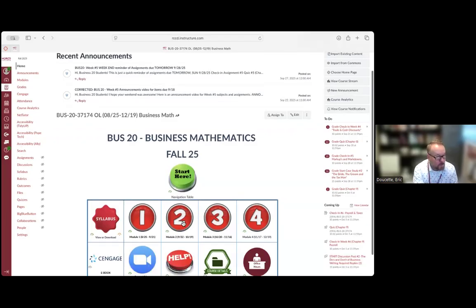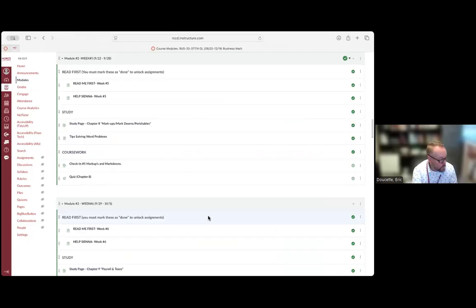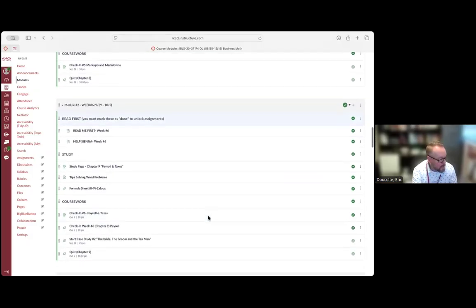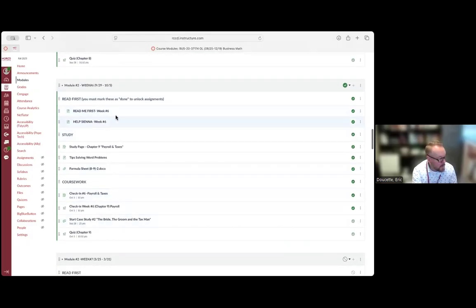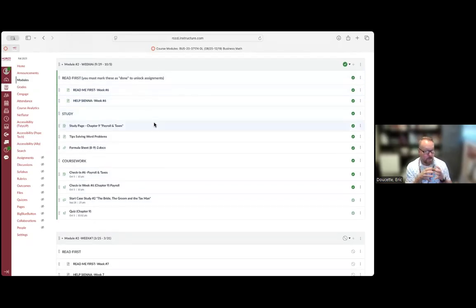So here we are. We're in module number 2, and we have a couple more weeks in module 2. I'm going to scroll down, and this week we're looking again at payroll. Make sure you do the README first. It's going to explain how this all fits into business, and it helps Sienna as well, so you can see how it fits into her business, the health and fitness store. And then there's a study page on chapter 9. Again, work through some of the problems from the textbook as well as watch the video of me working out some of these problems. And then here's the formula sheet right here.